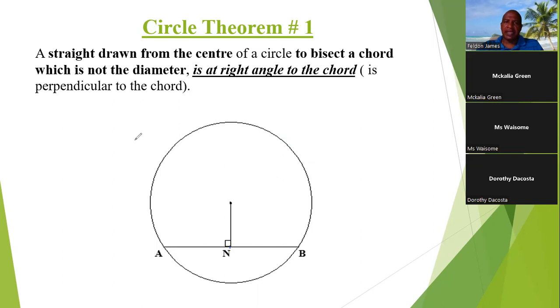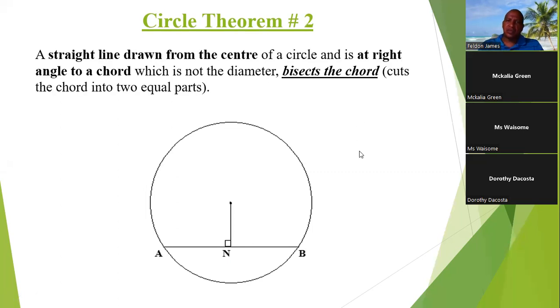So what they're saying is that once the radius is coming down vertical and the chord is going across, it will cut this chord into two equal parts, and it will be at right angle to the chord. All right, any question? All right, no question.